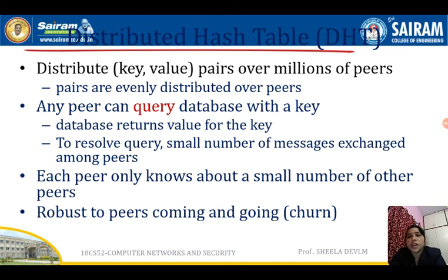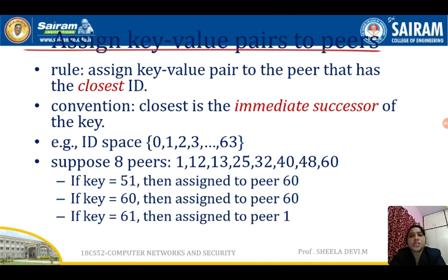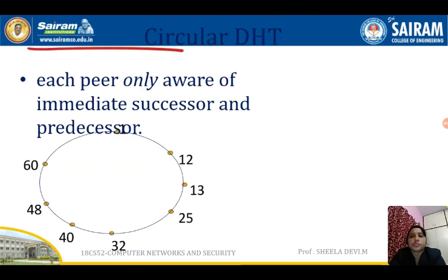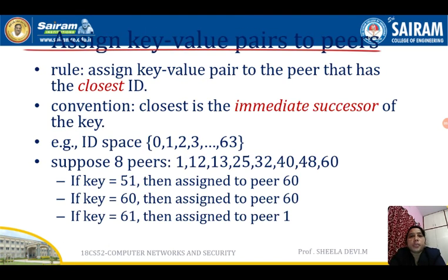Any peer can query the database with a key, and the database returns the value for the key. To resolve a query, a small number of messages are exchanged among peers. Each peer only knows about a small number of other peers. Every peer will know only a small number of peers and will not communicate with so many peers. It is robust to peers coming and going. Churn is nothing but peers entering and leaving.